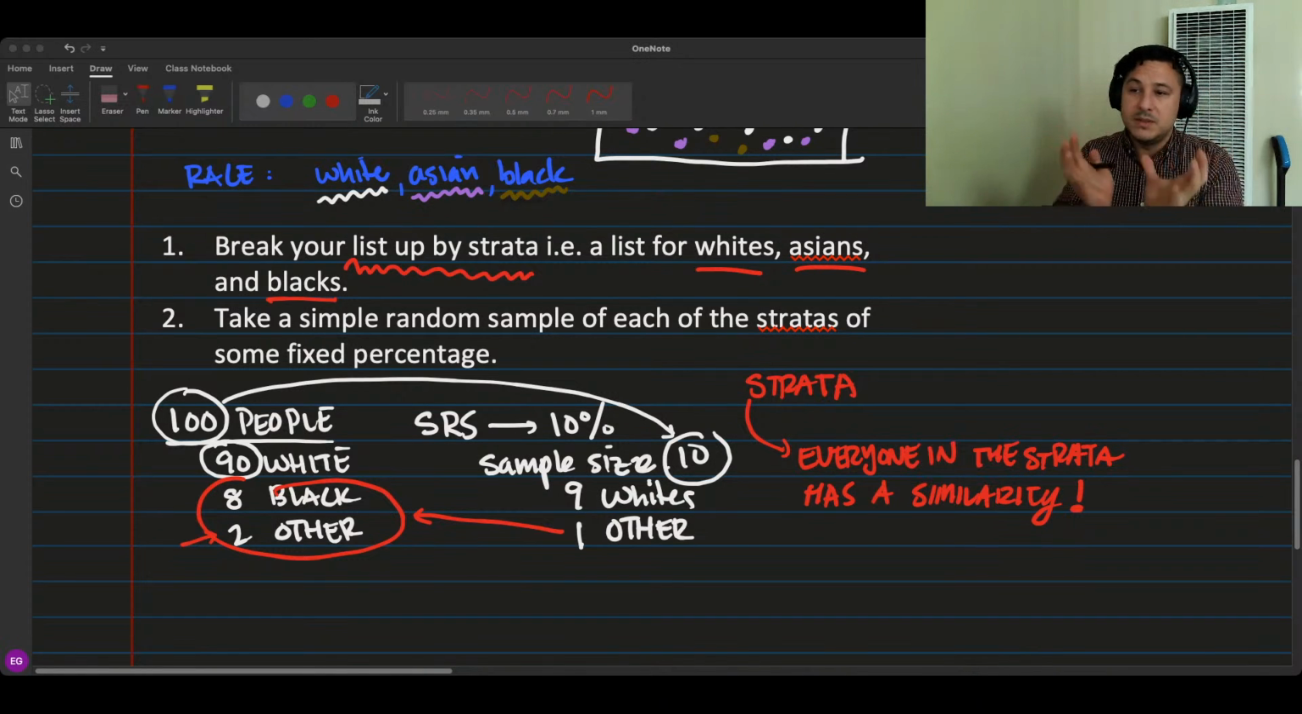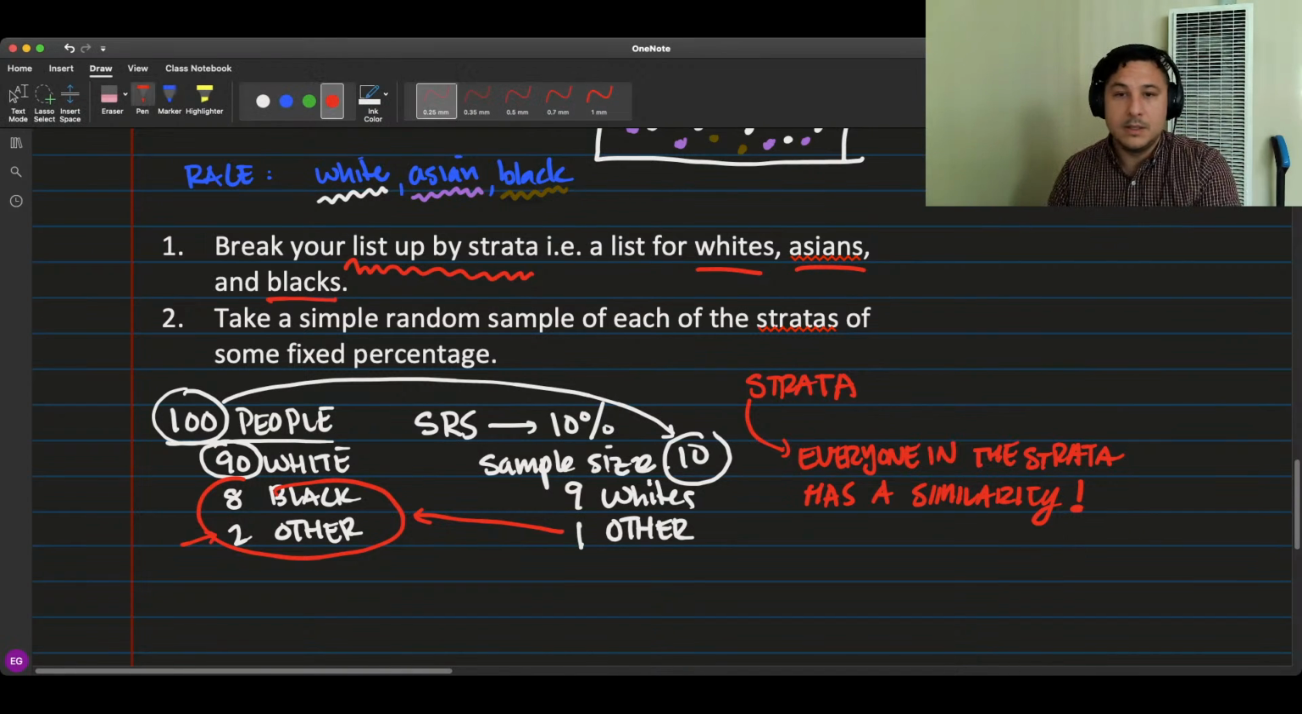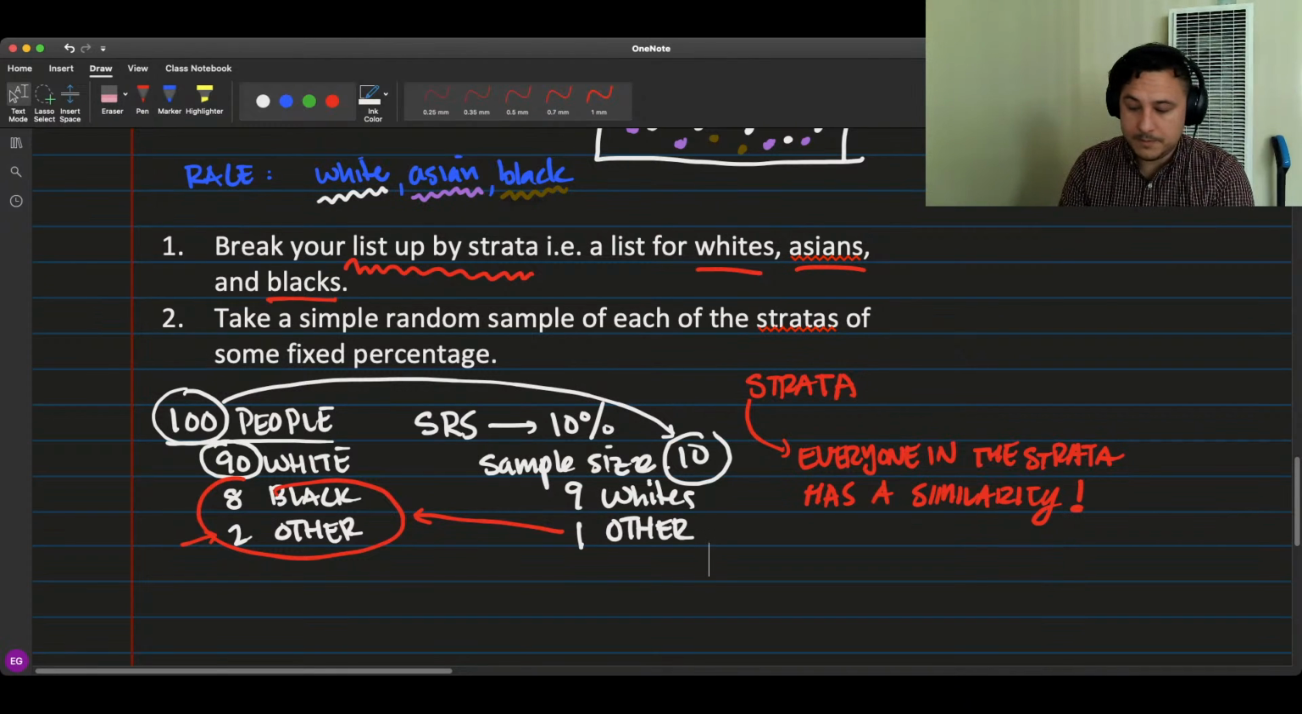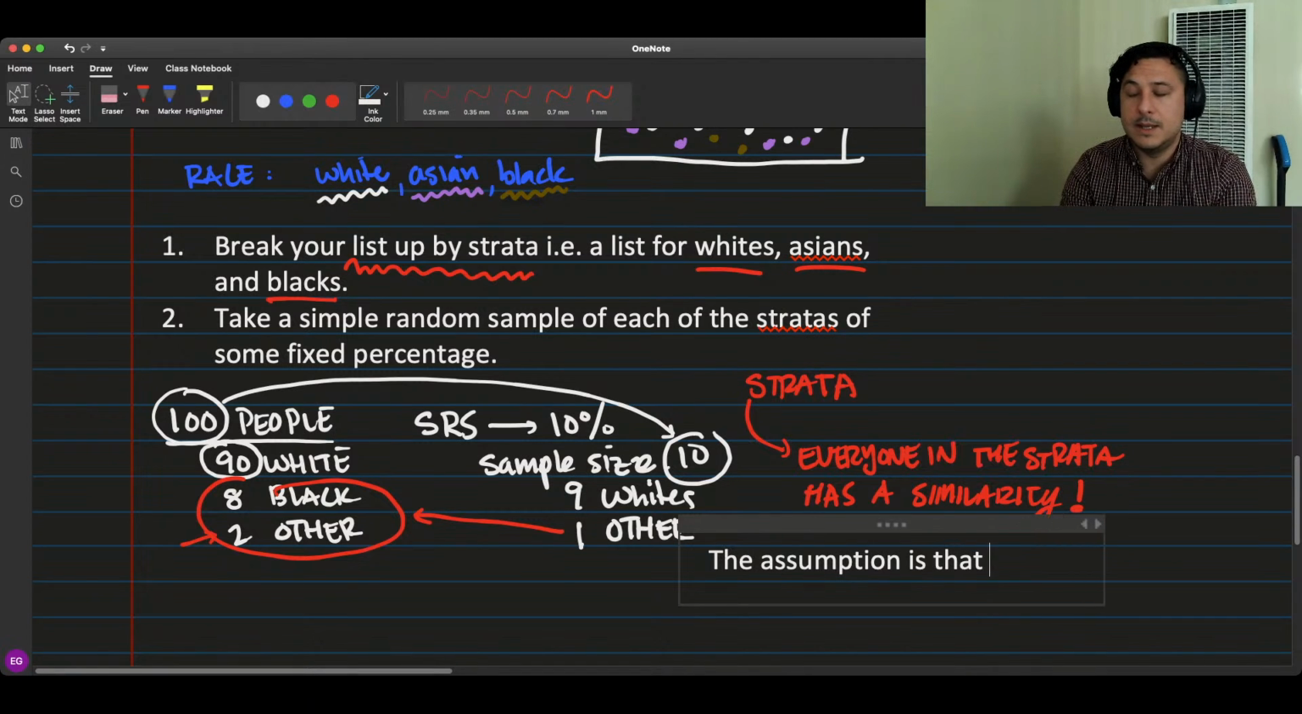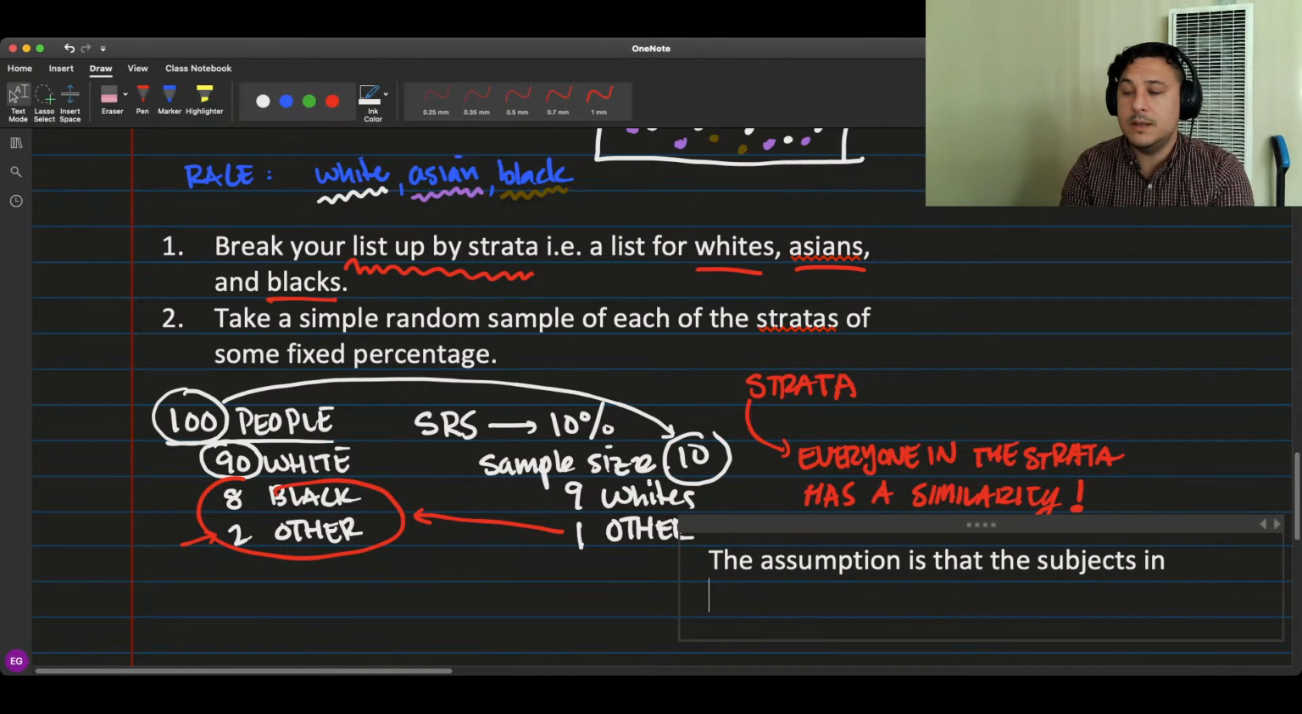So you get these groups of people who you are assuming have some sort of similarity. So the assumption here is that the subjects in the strata have some sort of similarity to each other.